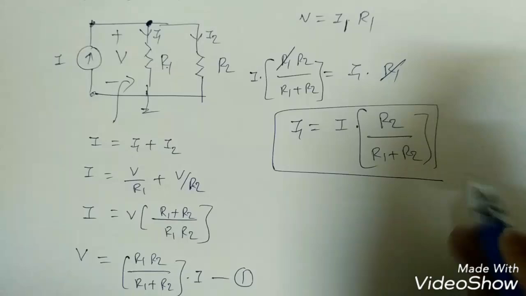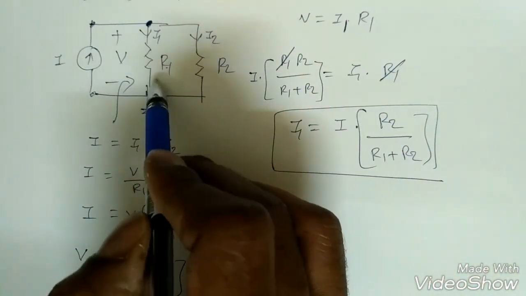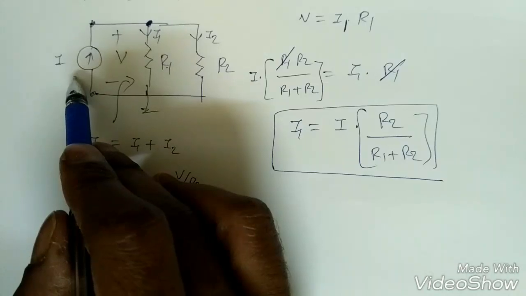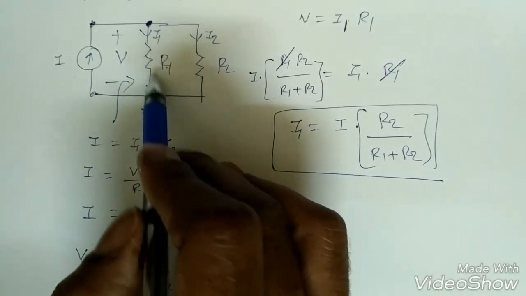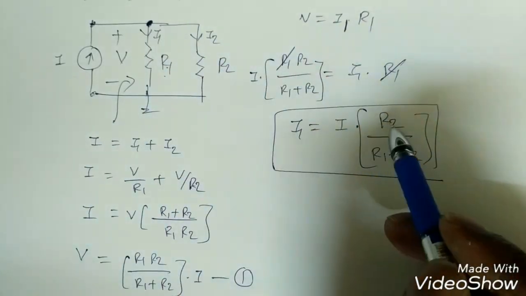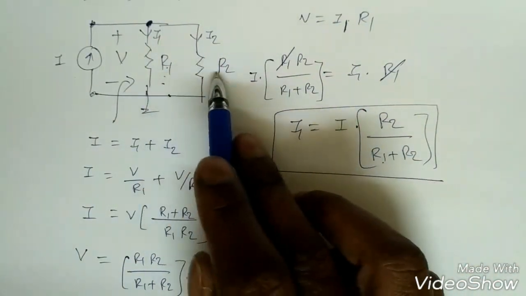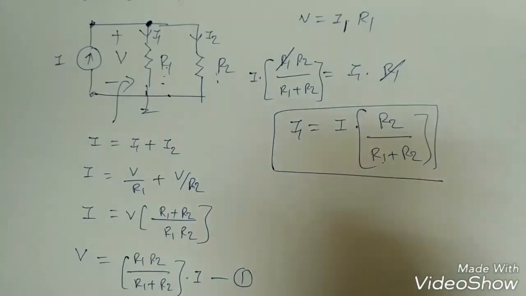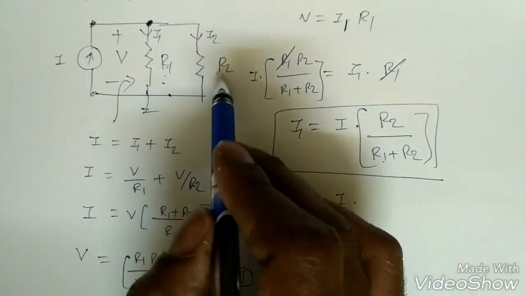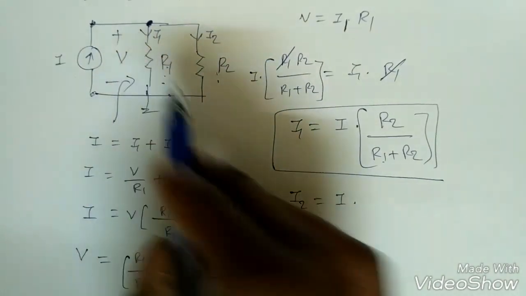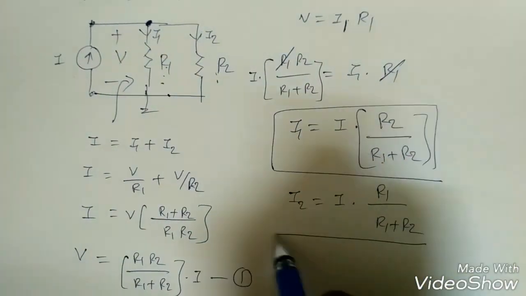So this is one important conclusion: if I want the current across this resistance, it is the main current source into the opposite resistance of this branch. We are finding the current in this branch, that is R1, but we got R2, the opposite resistance, divided by the total resistance R1 plus R2. Similarly, if I write for I2, the main current across R2, we have to take the opposite resistance, which is R1, by R1 plus R2.